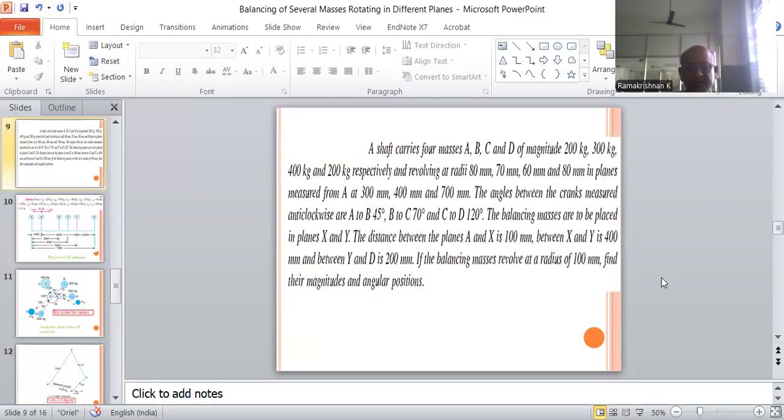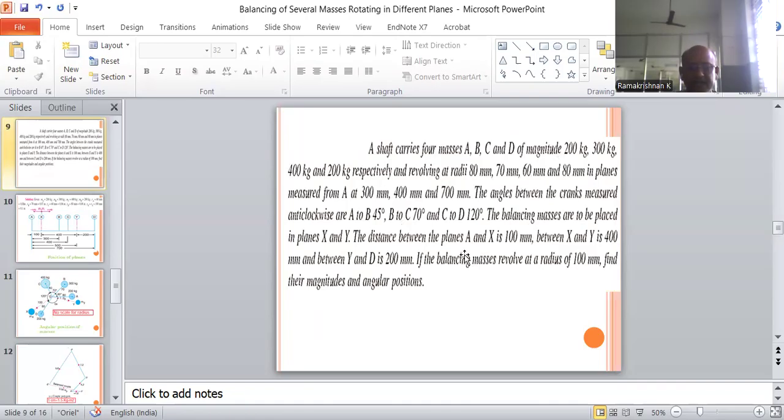So in this problem, there are four masses rotating in different planes and at different radii of rotation, that is RA equal to 80 mm, RB equal to 70 mm, like that. And each of the masses MA, MB, MC, MD is given. And then the angles between the successive planes are also given: A to B is 45 and B to C is 70 degrees. Then from the problem, the X and Y planes are denoted.